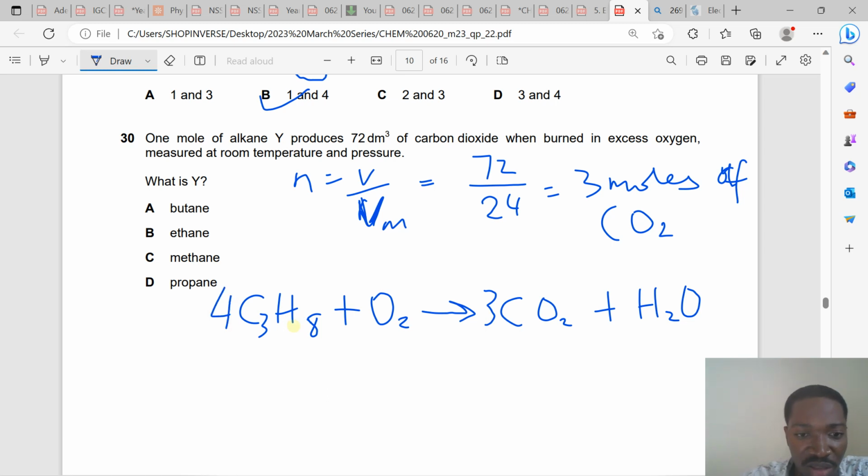We put 4 here. Hydrogen is 8 here, hydrogen is 2 here. We put 4 here to balance the hydrogen. So hydrogen is now 8, hydrogen is 8, carbon is 3, carbon is 3. Oxygen is 3 times 2, 6. 6 plus 4, 10. In order to balance oxygen to be 10, we just put 5 here. So this balances the equation. So we have 3 moles of carbon dioxide. That means it is propane that reacts with excess oxygen to give us 3 moles of carbon dioxide. If you try the rest of them, I'm sure you won't get 3 moles of carbon dioxide.